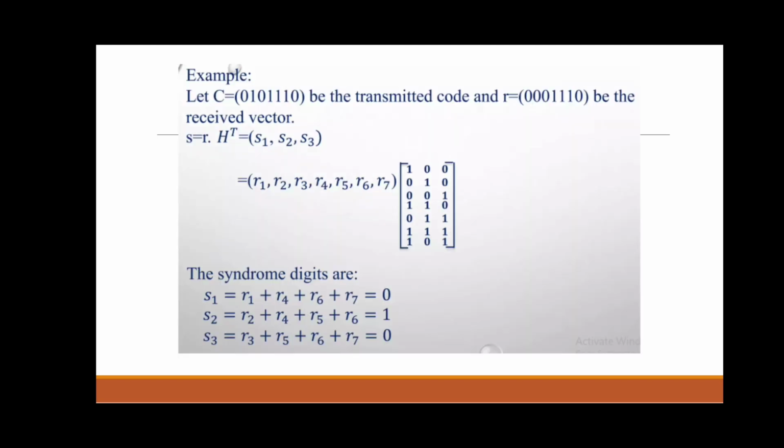We also consider a decoding problem here. Let C is equal to 0101110, as we have encoded this code word earlier in the example. Suppose we get at the receiver end that the second bit is flipped from 1 to 0, so R is equal to 0001110 is the received vector. If we calculate the syndrome S is equal to R into H transpose, we will find that it comes out to be 010.